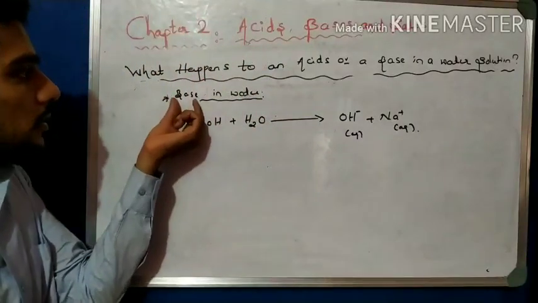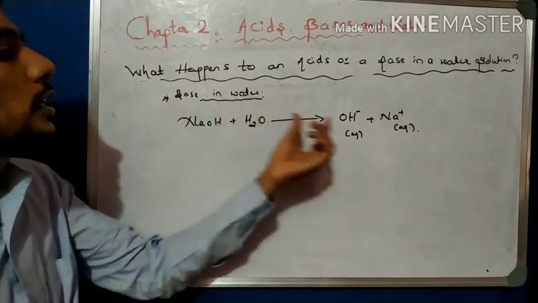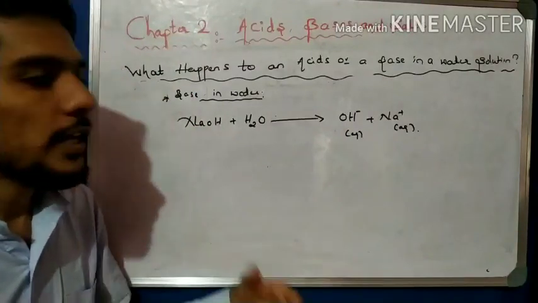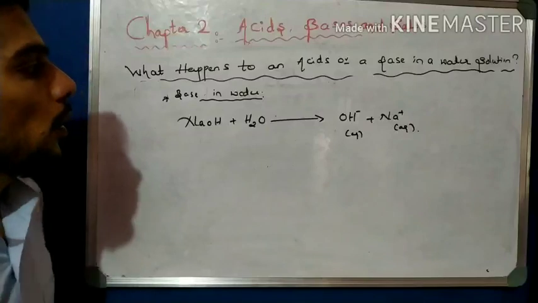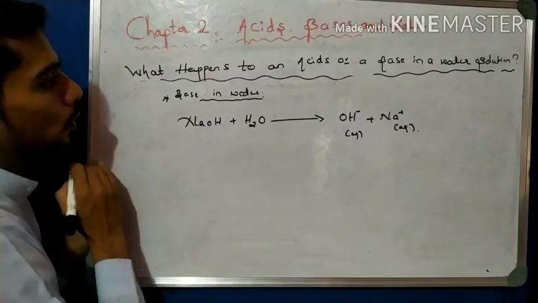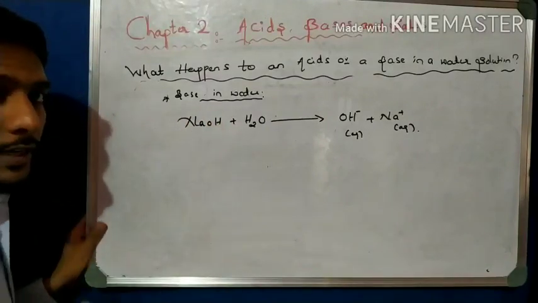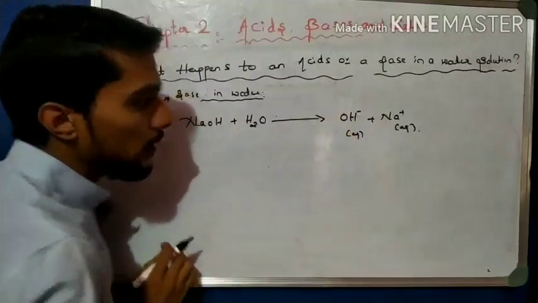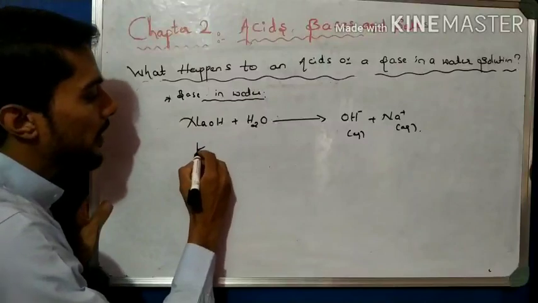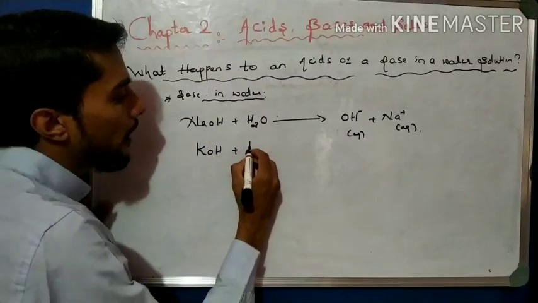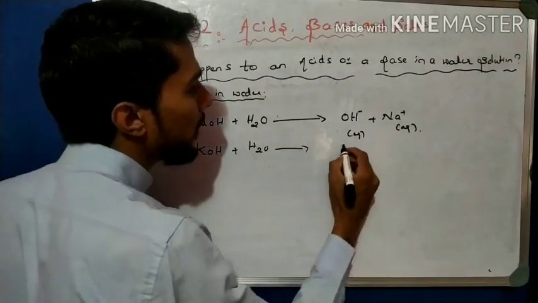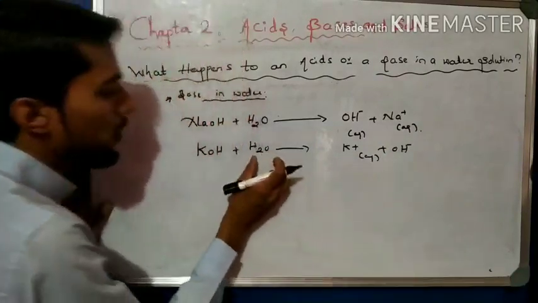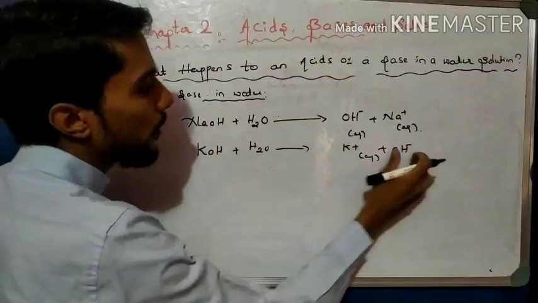So base in water forms OH minus ions in the presence of water. Acid produces H plus ions in the presence of water. So that is about the base. Write this one: when bases are dissolved in water, they form OH minus ion. For example, take potassium hydroxide and water. What is the reaction here? K plus aqueous, then OH minus. So in the presence of water, base forms OH minus ions.